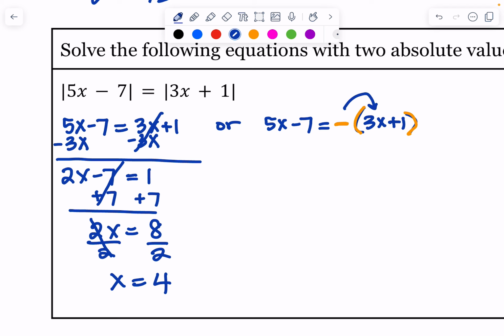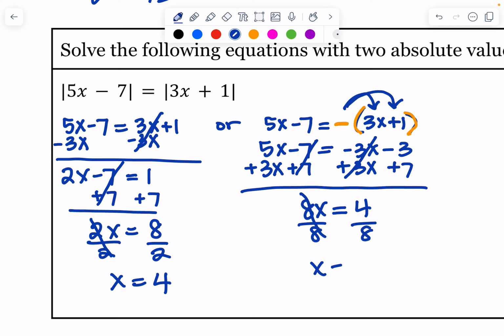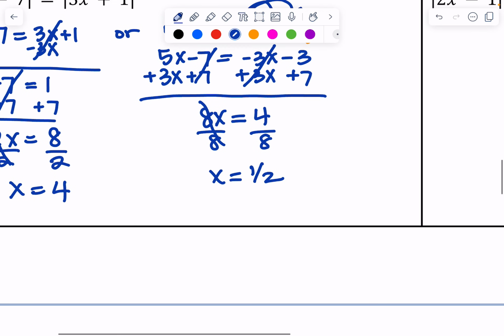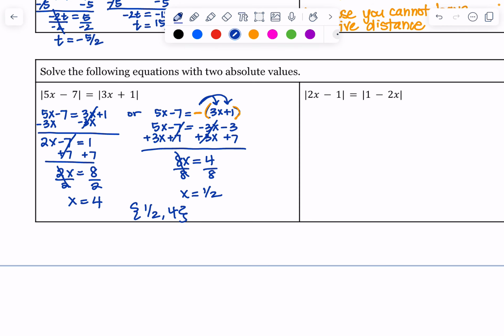Second one, we need to distribute the negative first. So we've got 5x minus 7 is equal to negative 3x minus 3. I'm going to add 3x, and for time's sake, I'm going to add 7 at the same time. So I've got, oops, not 2, I've got 8x on the left equals 4 on the right. And I'm left with x equals 1/2. So for this problem, my solution set would be 1/2 and 4. So both of those numbers would make that absolute value true.